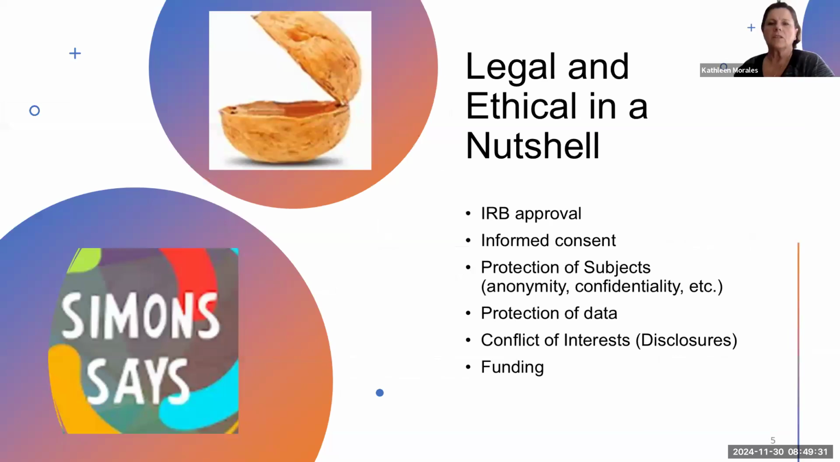So legal and ethical in a nutshell, we want to make sure that Simon said we could, right? IRB is Simon. We can do nothing till Simon says we can. Then the participant needs to say we can. We want to protect our subjects and either collect their data anonymously or confidentially. Anonymous meaning I can never track it back to them. Confidential meaning I could, but I will not disclose that. We want to protect their data, and we want to report any conflicts of interest, any disclosures or funding we received.